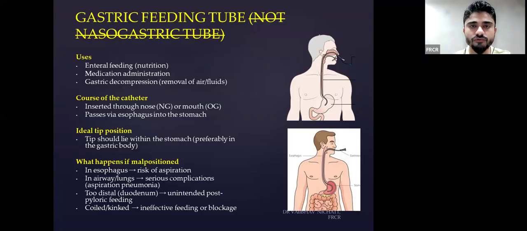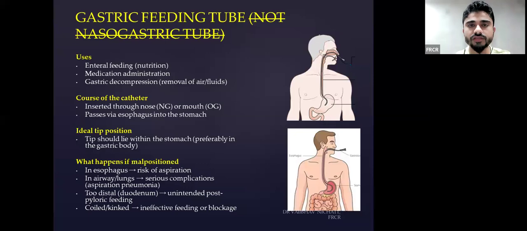Gastric feeding tubes are of two types: nasogastric tube and orogastric tubes. The uses of gastric feeding tubes are for enteral feeding, for nutrition, also for medication administration in elderly and debilitated patients, where oral medications are difficult to introduce, and for gastric decompression, also for removal of air and removal of fluids. The course of the catheter, either through nose or mouth, is via the esophagus into the stomach.